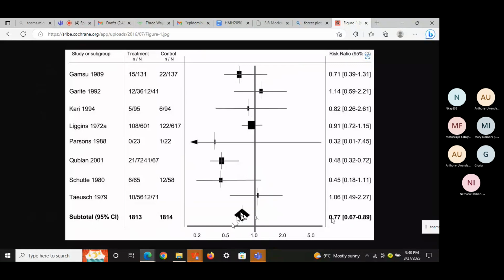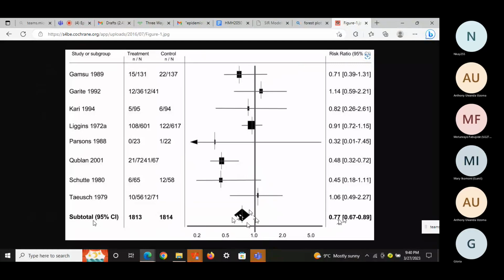Now, overall, the risk ratio is 0.77. That's the pooled risk ratio for all these studies combined. And the confidence interval is 0.67 to 0.89. Now, this confidence interval is very narrow. Are you seeing that it's very, very narrow? So that means it is very precise.